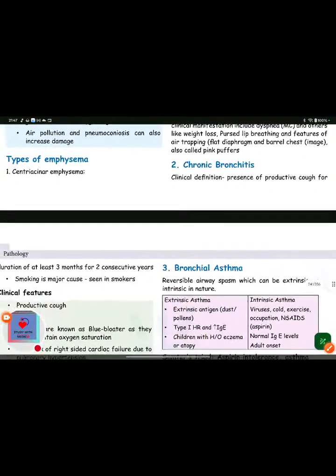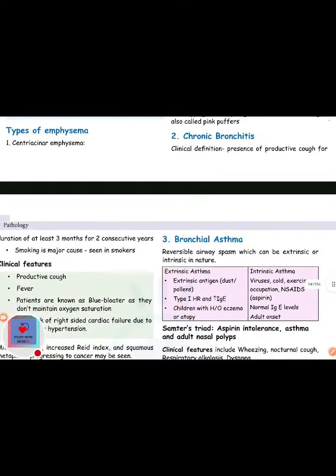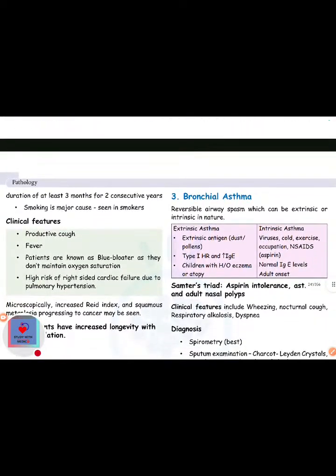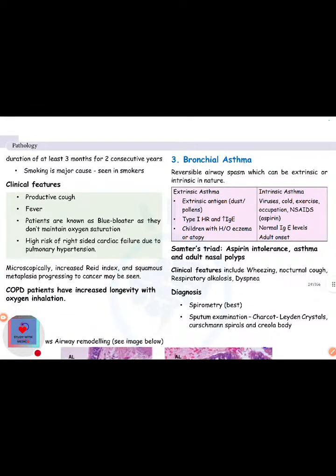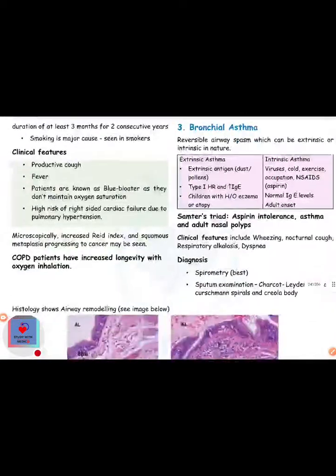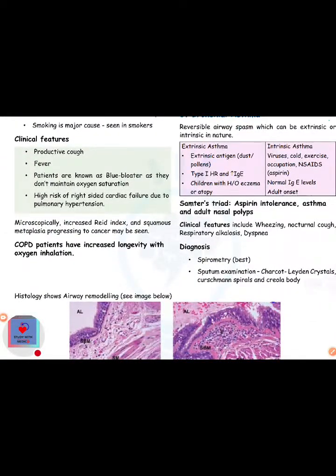Next is chronic bronchitis. Presence of productive cough for a duration of at least 3 months for 2 consecutive years, then only you can call it chronic bronchitis. Smoking is the major cause. It is seen in smokers. Clinical features include productive cough and fever. Itis means inflammation.